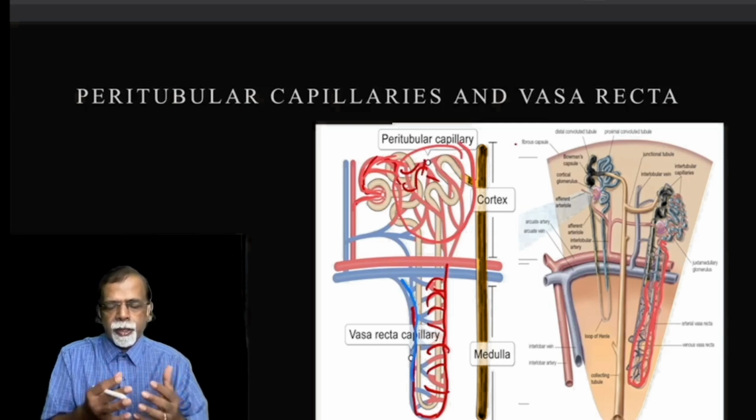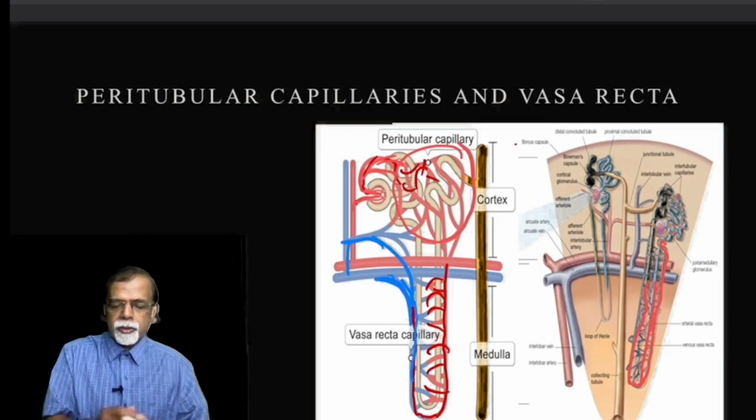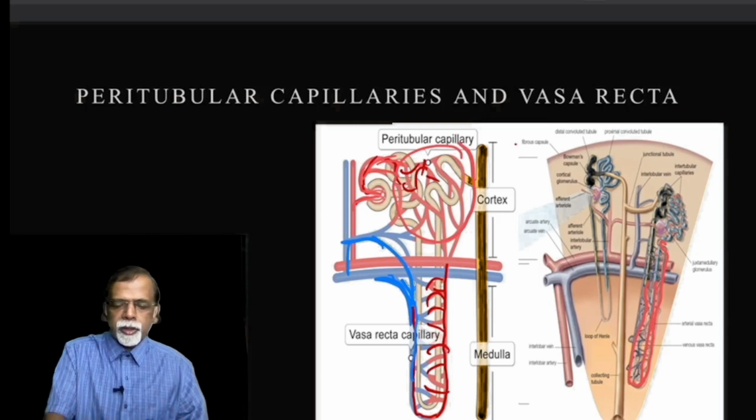From this, again a capillary network is formed, and from there the venous drainage can be either into the interlobular veins. So from the vasa recta capillary network, they can go to the interlobular vein and then to the arcuate vein, or it may drain directly into the arcuate vein. So two ways it can go. This is how the venous system is formed in the kidneys.